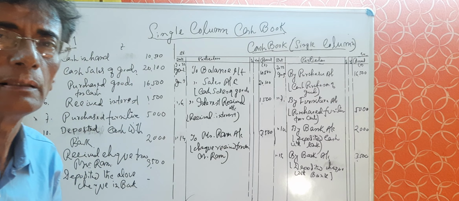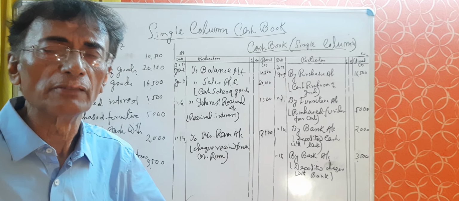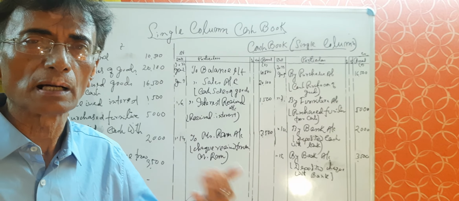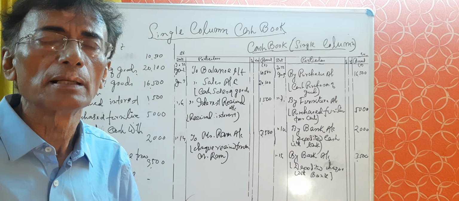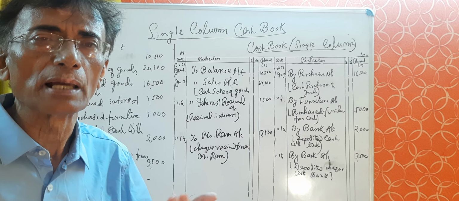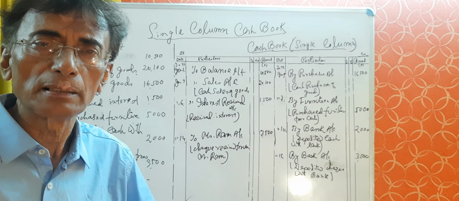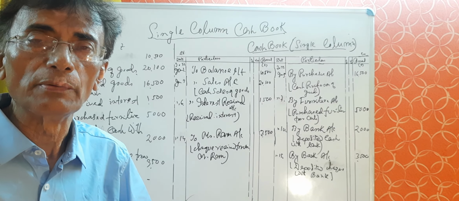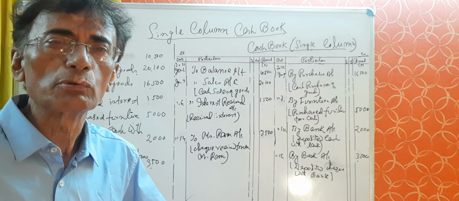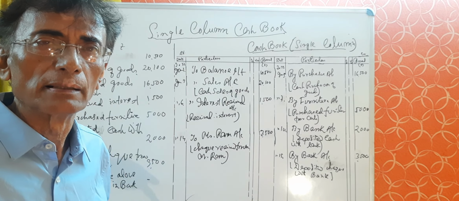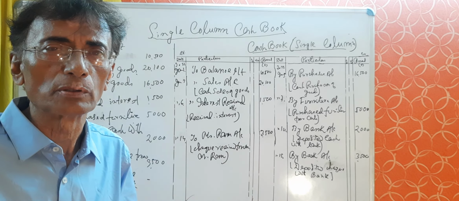The next function is balancing. What is balance? Balance is the difference between two sides of an account in terms of its value. I have already told you that a single column cash book will never represent credit balance. It will either represent debit balance or zero balance as the case may be. So you can blindly add the debit side of the cash book for balancing the cash book.